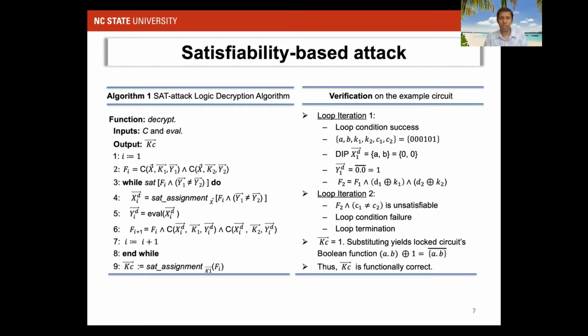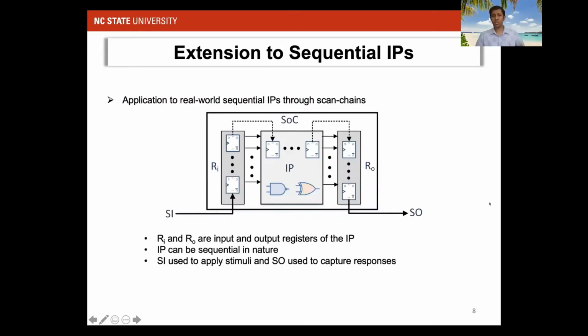So as Aydin explained, this is the satisfiability-based attack, which tries to find the distinguishing inputs and then prunes off the equivalence classes, and then we can show this on an example circuit. Now, this is well known.